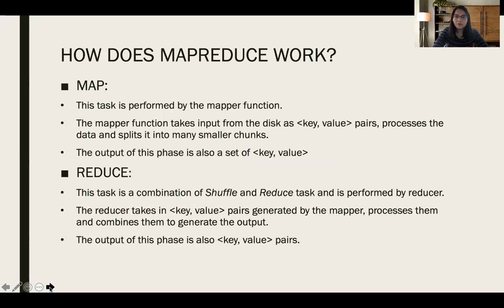How does MapReduce work? MapReduce works in two different phases, the map phase and the reduce phase. The map phase is performed by the mapper function. It takes key value pairs as inputs, processes them, and produces outputs, which are again key value pairs. A key value pair is actually the basic unit of information which is produced or processed by MapReduce. The reduce function is a combination of shuffle and reduce tasks and is performed by the reducer. The reducer also takes key value pairs, processes them, and generates the output.